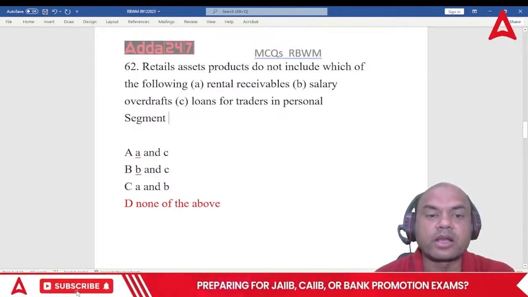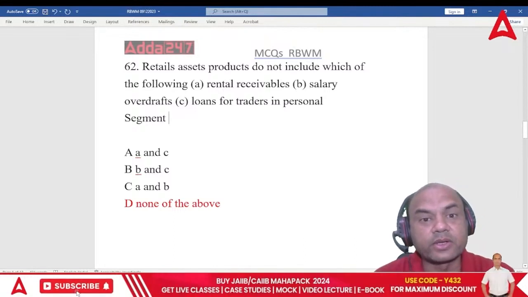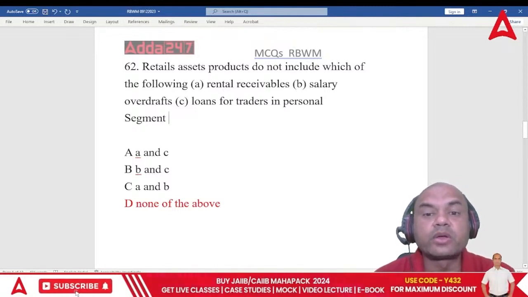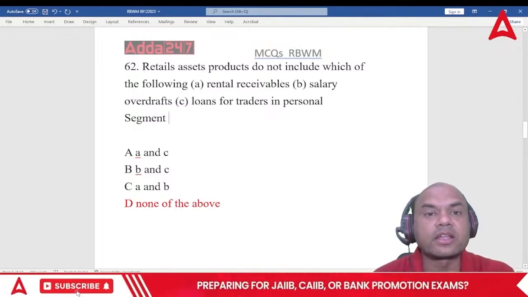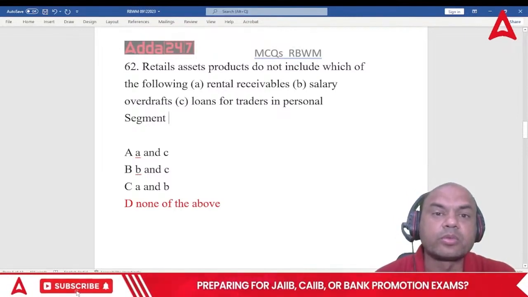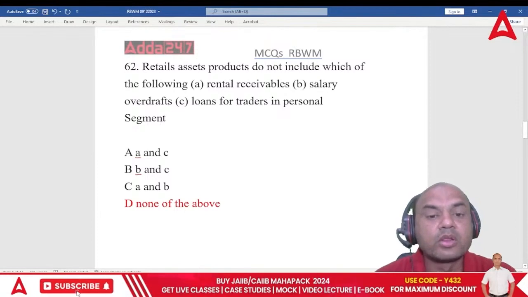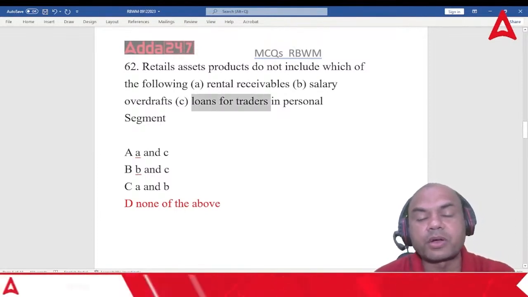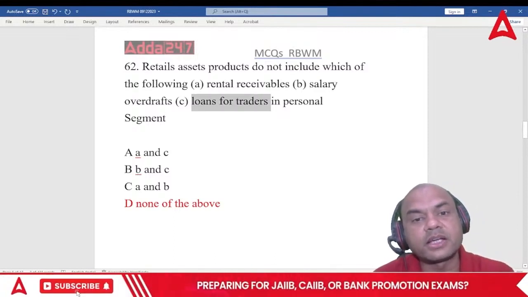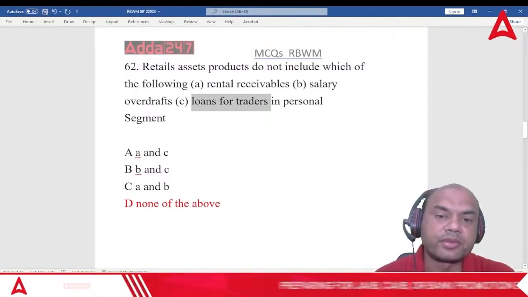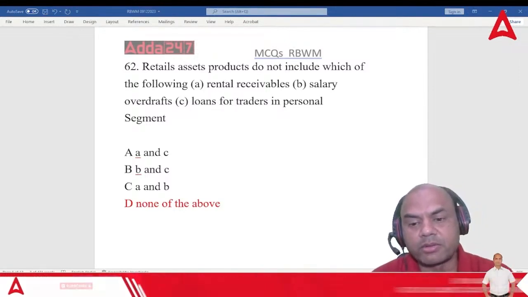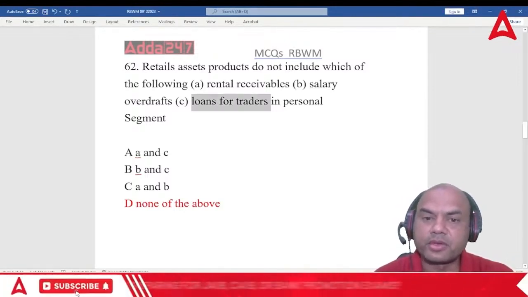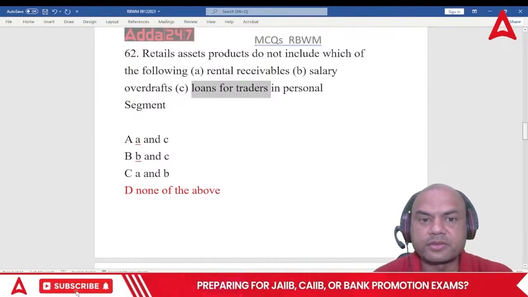Second is salary overdrafts, right? Salary ODs means OD to the salary account. If somebody is getting a regular salary, I can offer that customer a 1 month or 2 month salary OD. Loan to traders. Remember, many of you felt that traders is a corporate loan. No, small traders and MSME is a retail loan. So loan to traders is a retail loan. Remember this. Got it? Next one.